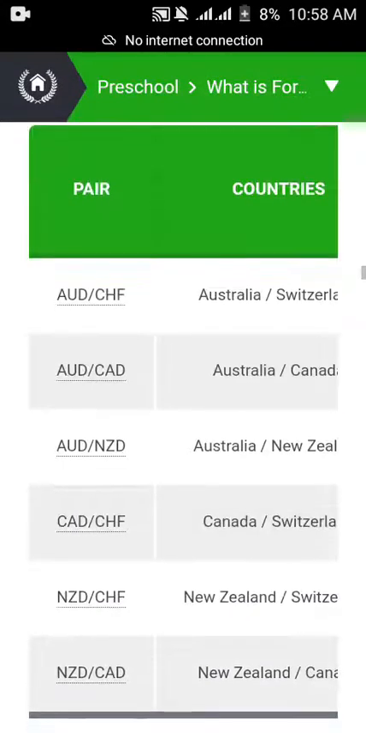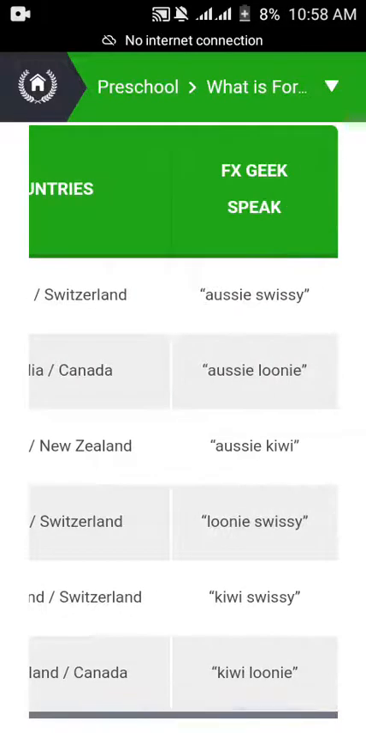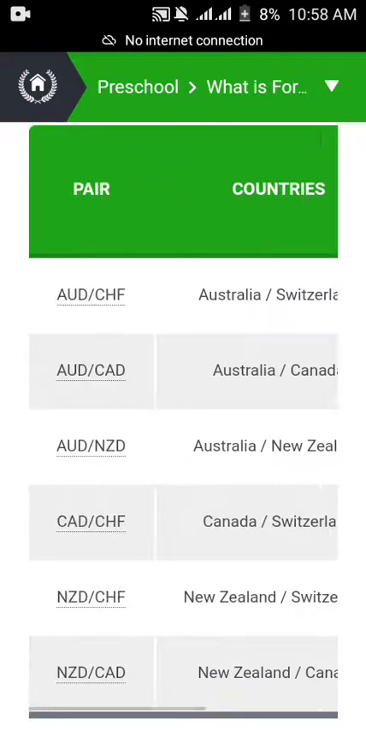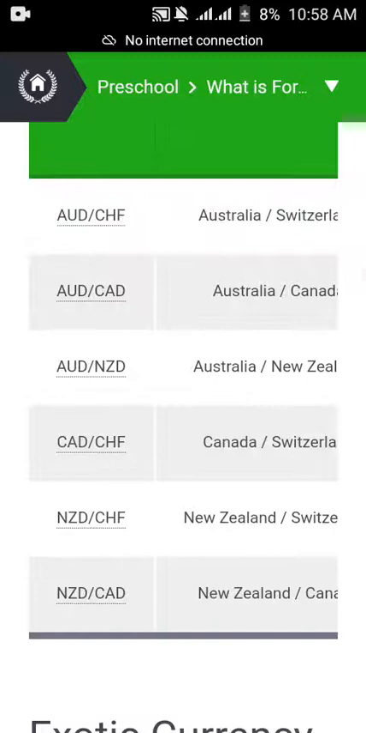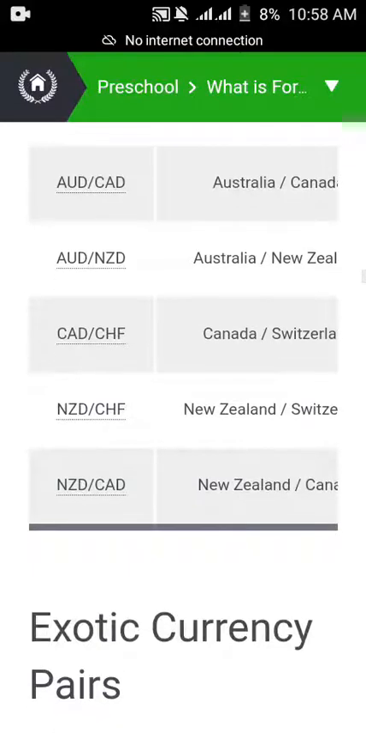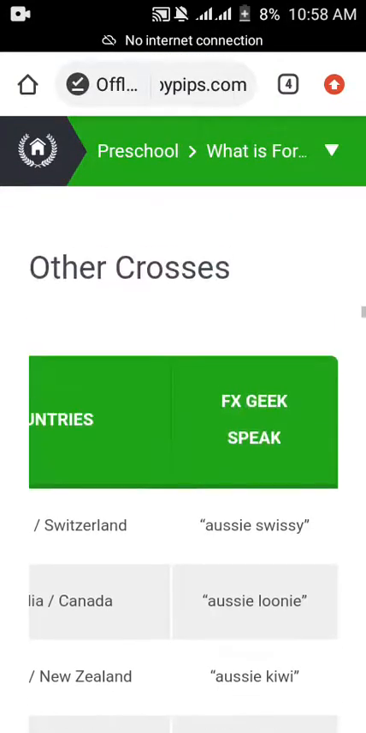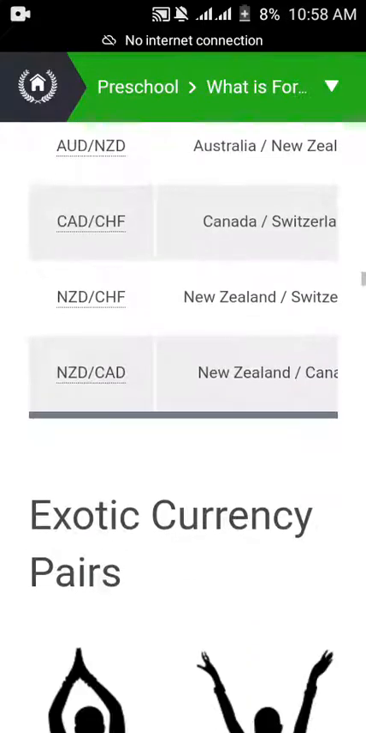There's Australian dollar and Swiss franc. Countries are Australia and Switzerland. We have Aussie and Swissy as the geek speak. Then we have Australian dollar and Canadian dollar. The countries are Australia and Canada. We have Aussie and Loonie. So these are all listed on the table. So when you get the material, you can go through them.